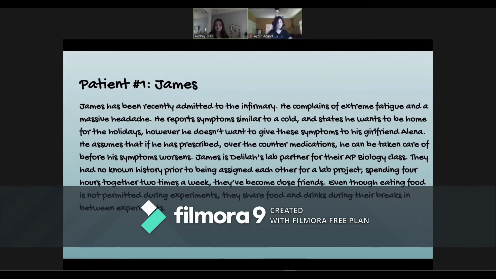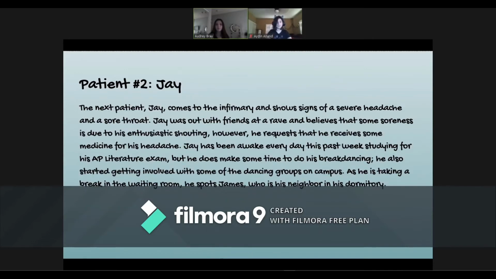They have no known history prior to being assigned as partners for a lab project. They spend about 4 hours together 2 times a week, and they become close friends. Even though eating food is not permitted during experiments, they share food and drinks during breaks and in between experiments. We also have our patient Jay, who comes to the infirmary and shows signs of a severe headache and a sore throat.